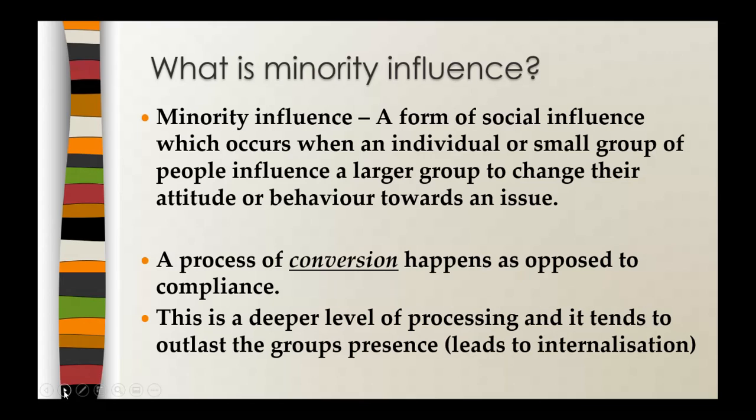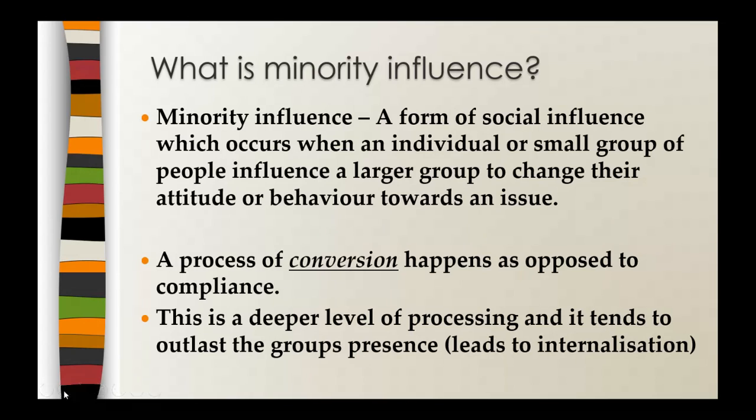So with majority influence, with conformity and obedience, what we've been looking at is a bigger group influencing a small group, and what minority influence is, is a small group influencing a big group. So what happens here is you have a process of conversion as opposed to compliance, which is a deeper level of processing and tends to outlast the group. So minority influence tends to lead to internalization. Majority influence tends to lead to compliance. And that's because you have this concept called conversion. So with a majority being influenced by a minority, what tends to happen is they have their general views questioned, and that leads to a conversion of their views towards the minority, and that's more likely to lead to internalization.